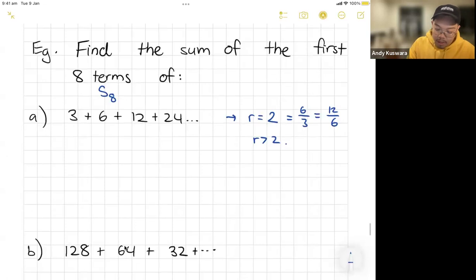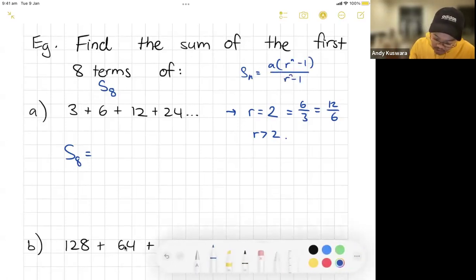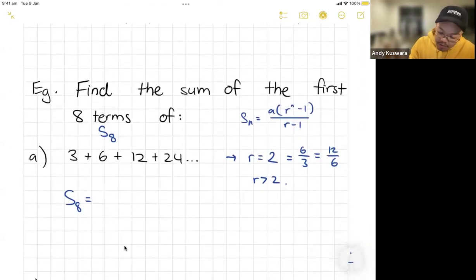Okay. And so again, S8, I'll write it down. Sn equals A, R to the n minus 1, all over R minus 1. Is it R minus 1? I think it's just R minus 1. Yep, R minus 1. So again, S8 equals A, where A represents your first term. My first term is 3. Bracket. Common ratio is 2 to the power of n, which is in this case 8, take away 1, all over 2 take away 1.